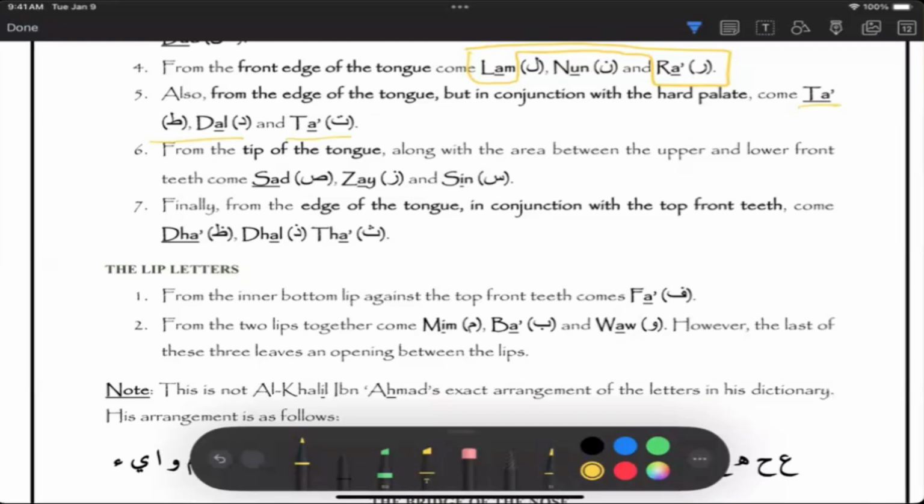From the tip of the tongue, along with the area between the upper and lower front teeth, come sad, zai, and sin. And those are the whistling letters. And finally, from the edge of the tongue, in conjunction with the top front teeth, come tha, thal, and dha. So tha is the big sister, thal is the middle sister, dha is the little sister.